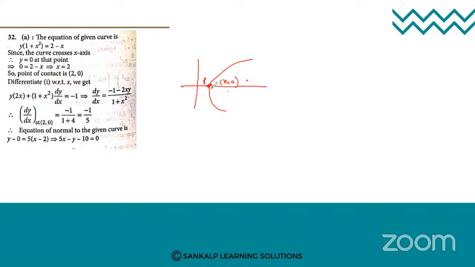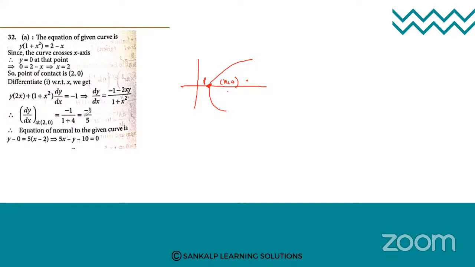Okay, so at this point of contact, we will try to get a tangent. Now, differentiating 1 with respect to x, we get the derivative of y as 2x plus 1 plus x square. On simplifying, dy by dx is equal to minus 2xy upon 1 plus x square. This is nothing but the slope of the tangent. But we want the slope of the normal.